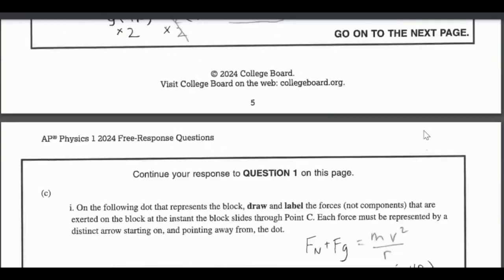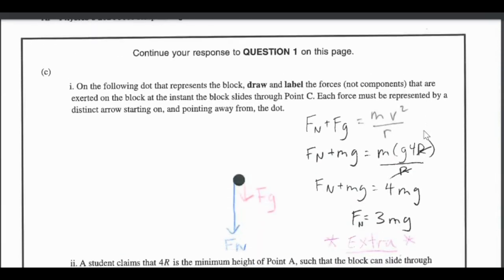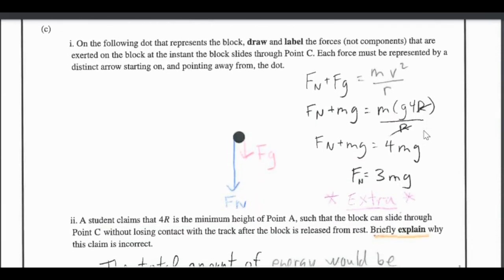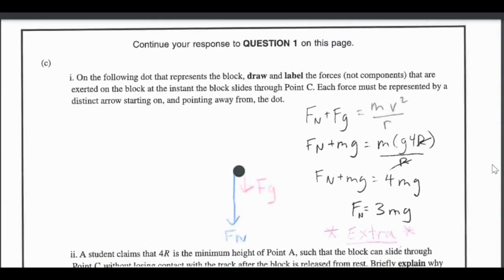All right, going to the very last portion of this. It says, on the following dot that represents the block, draw and label the forces, not components, that are exerted on the block at the instant the block slides through point C. So point C is basically the top of a loop. So it's kind of like the top of a roller coaster. Each force must be represented by a distinct arrow starting on and pointing away from the dot.